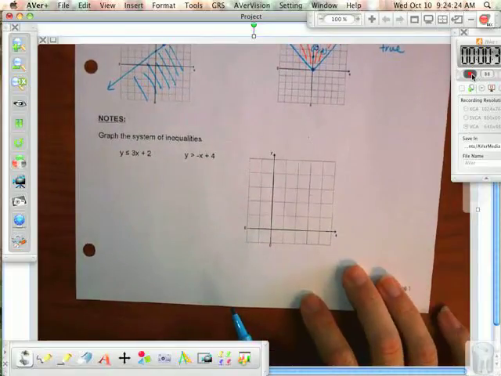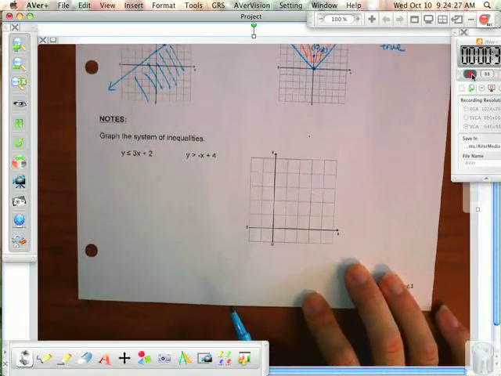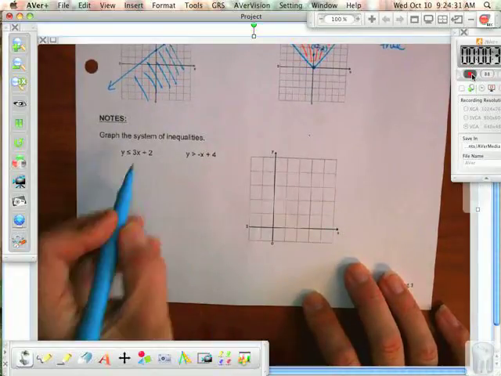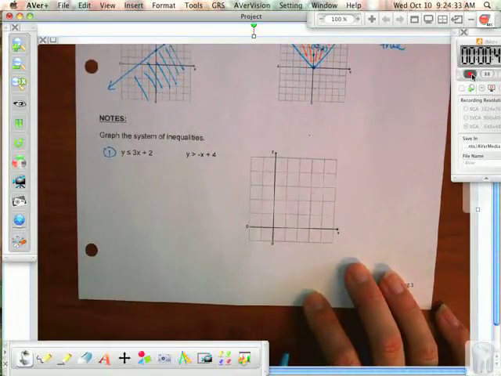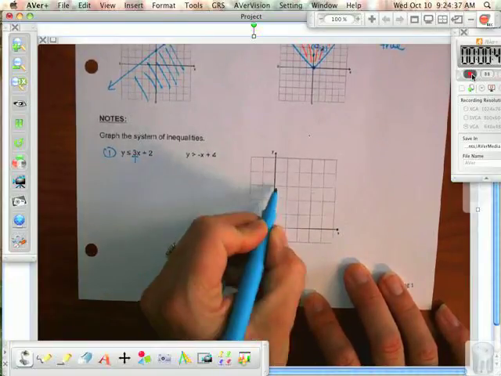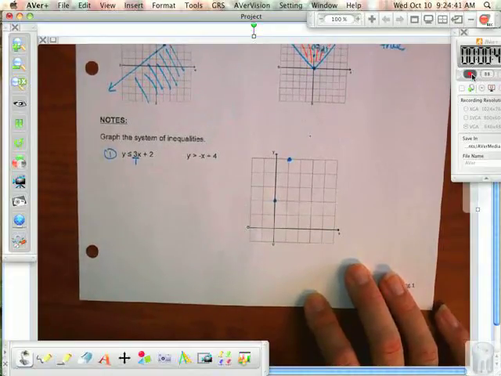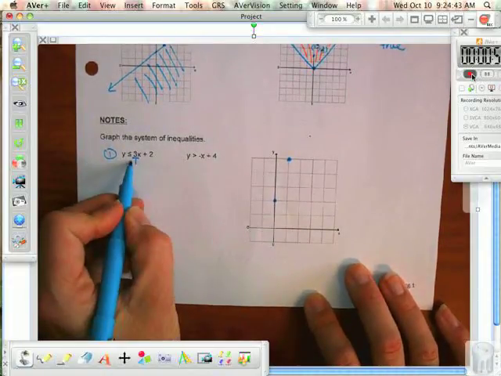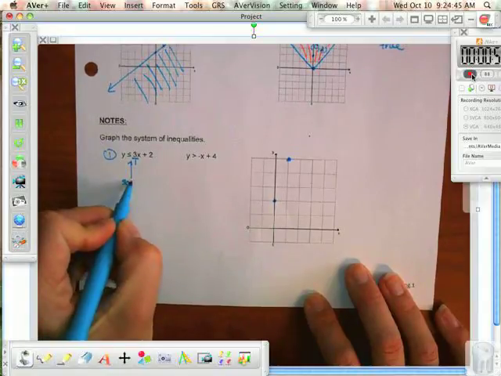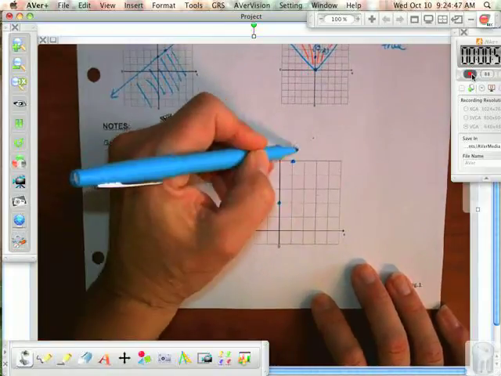You could do one in one color and one in another color because it is kind of cool to see the overlap then. So I'm going to start with this one. I start at 2. I use the slope to do up 3 over 1. Okay, and then is it solid or dashed? Solid. So I connect those 2 points with a solid line.